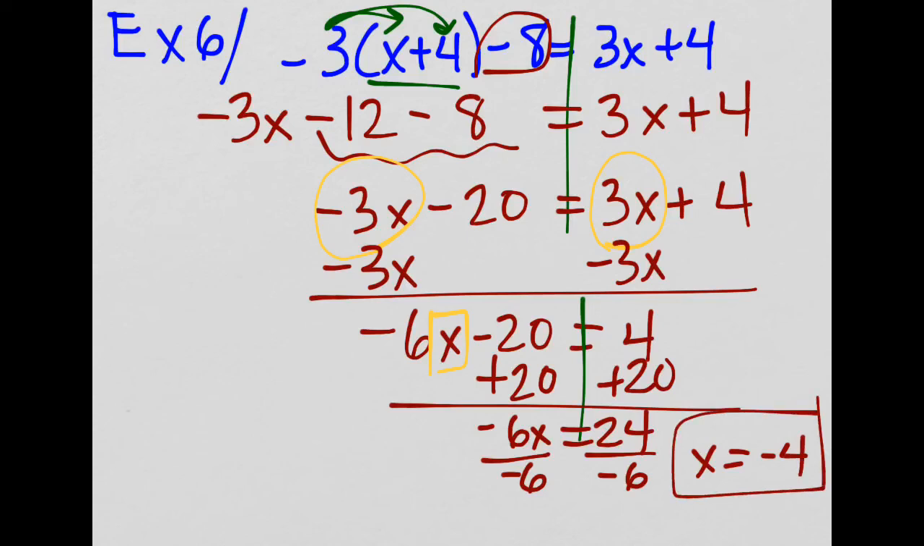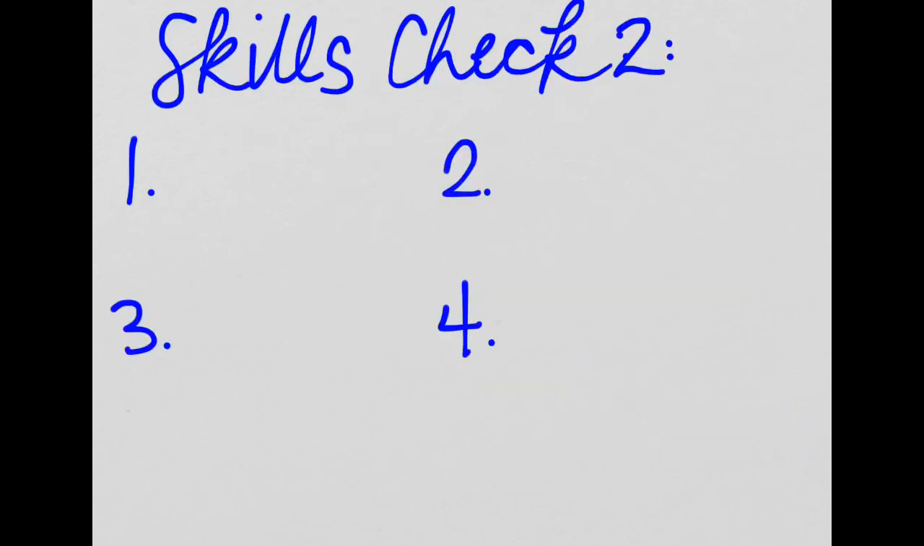All right. Well, here is your last skills check. It is on page 321. Pause the video. Give these a try. Let's see how you do. All right. So for our first one, you had to get your m's on the same side and your constants on the same side. You would end up having m equals 6.